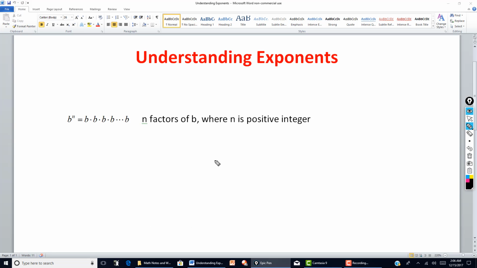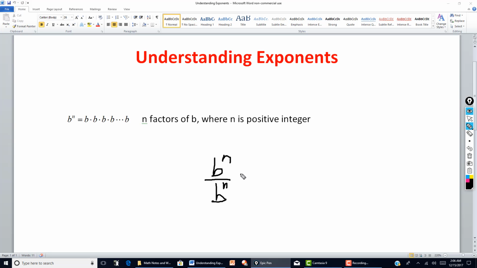Now let's look at b to the n over b to the n. Again, the exponent for the b on top is n, and the bottom is also n. Here I'm assuming b cannot be 0 for this particular case because division by 0 is not allowed.